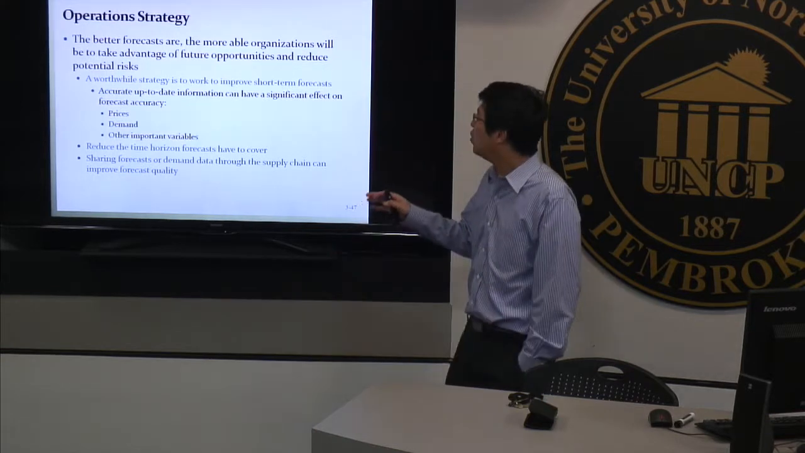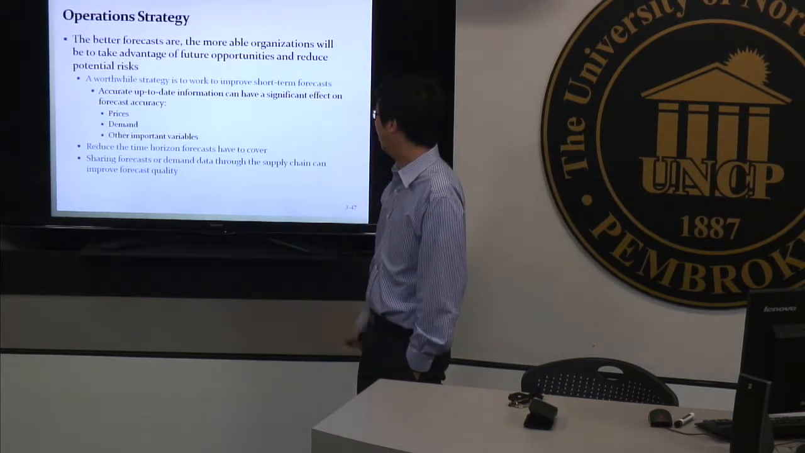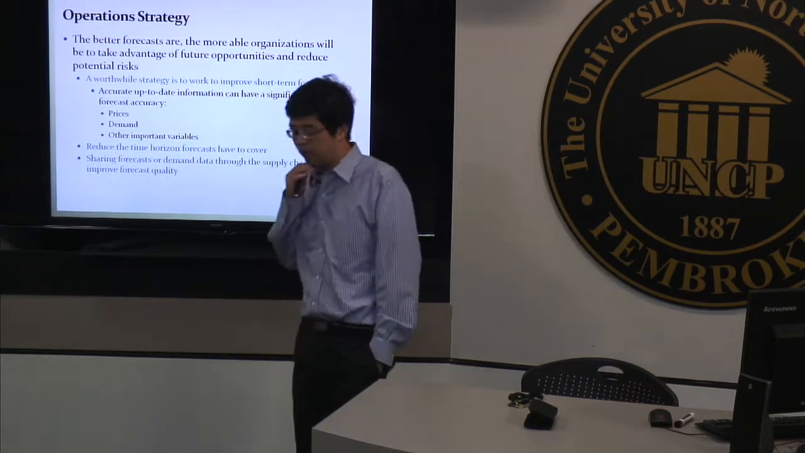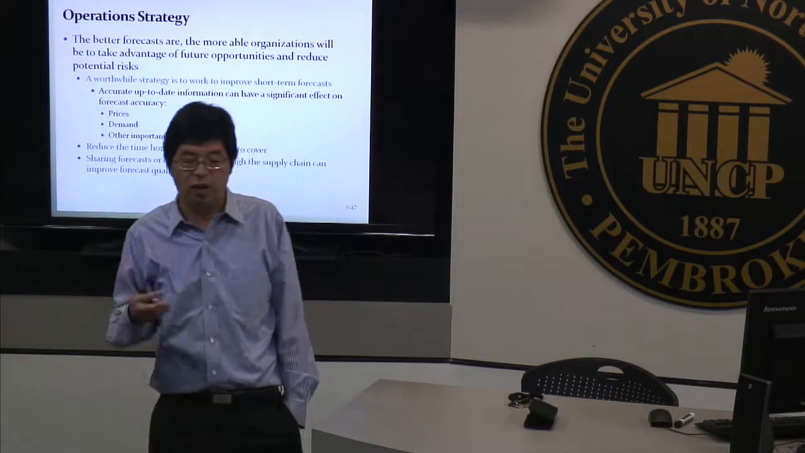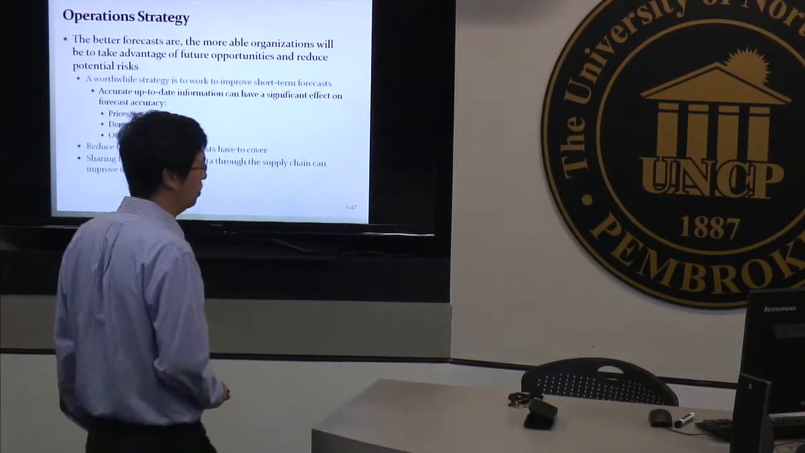So if we can reduce the time horizon, again, we can improve that. Supply chain collaboration, right? For example, if we have more information from our partners, that can improve our forecast. We'll discuss that in chapter 15.